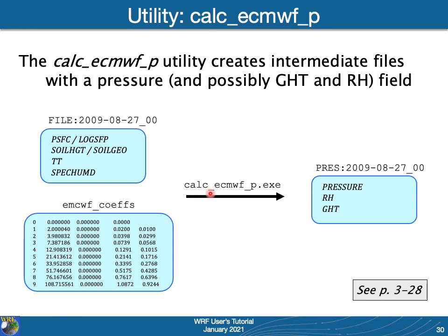After that, you can run the calc_ecmwf_p utility to produce a new set of intermediate files. These intermediate files have the prefix PRES, and they then contain a three-dimensional pressure, relative humidity, and geopotential height field. When running the metgrid program, you can specify multiple prefixes in a comma-separated list for the fg_name variable. So in this case, we would specify an fg_name value of FILE and also PRES to combine the fields in the pressure intermediate files and the regular intermediate files.